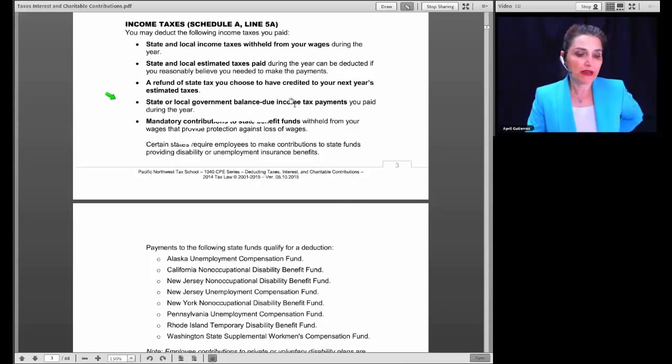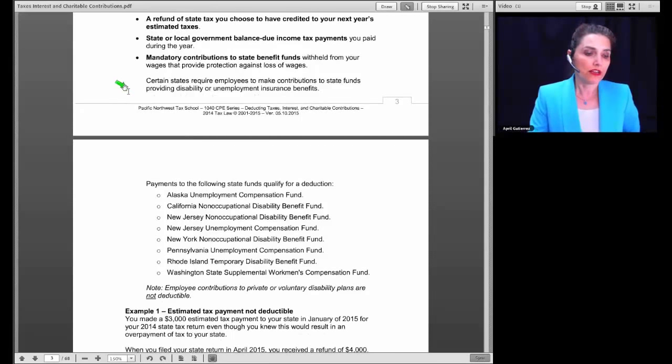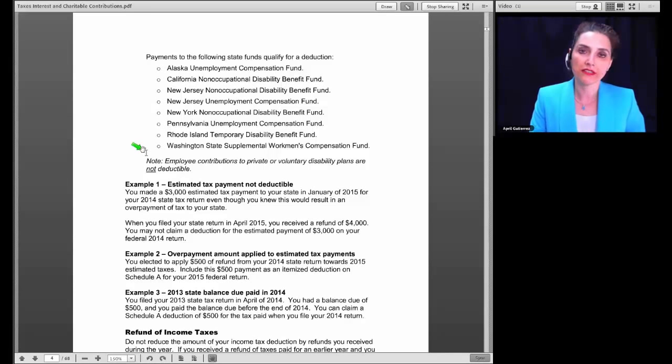Mandatory contributions to state benefit funds that are withheld from your wages and provide protection against the loss of wages are also deductible, and certain states require employees to make contributions to these state funds that provide disability or unemployment insurance benefits. There's not a large number of states that have these funds, but the ones that do are listed here. You can find these in Pub 17. The states of Alaska, California, New Jersey, New York, Pennsylvania, Rhode Island, and Washington all have compensation or worker benefit funds where the tax payments into these funds are withheld on their W-2s, and these amounts can be deducted on Schedule A as a tax paid.